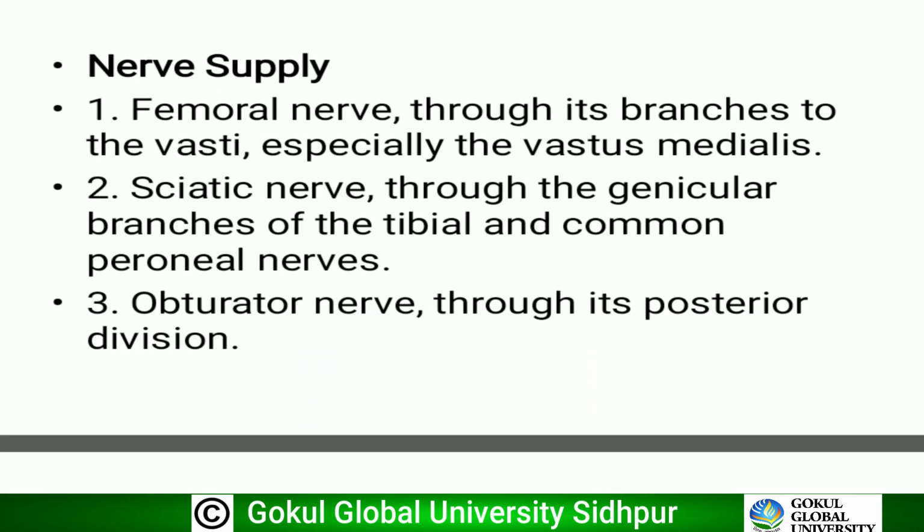Nerve supply: femoral nerve through its branches to the vasti, especially the vastus medialis; sciatic nerve through the genicular branches of the tibial and common peroneal nerve; obturator nerve through its posterior division. At least remember the names of the nerves: femoral nerve, sciatic nerve, obturator nerve.